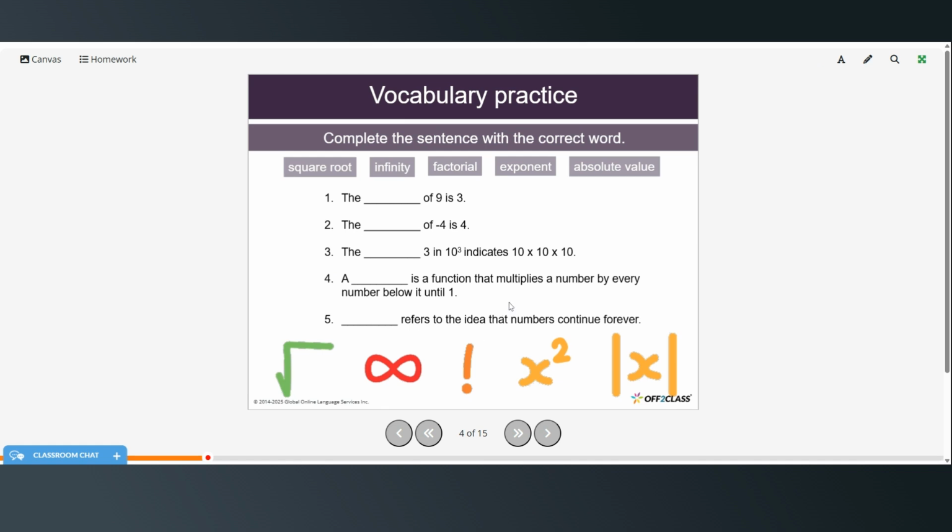Alright, so now see if you can fill in the blanks with the correct word from the box. You can pause the video, try that on your own, and then restart when you're ready to check your answers.